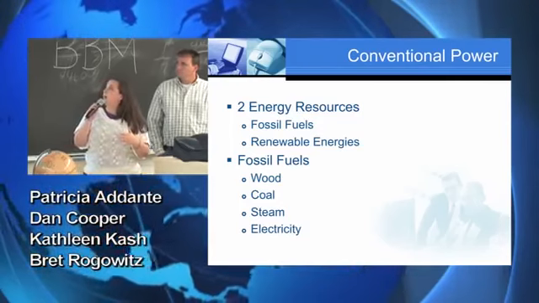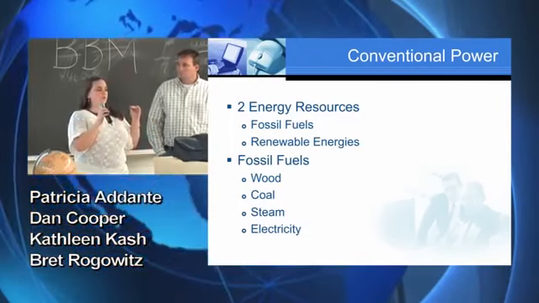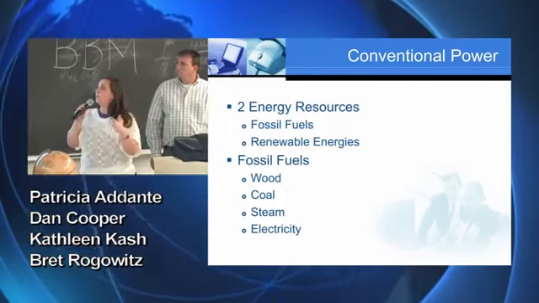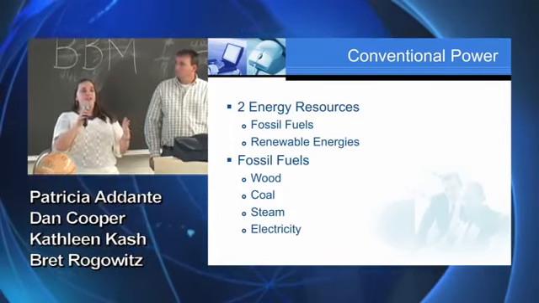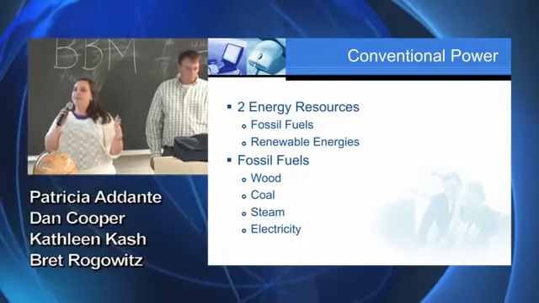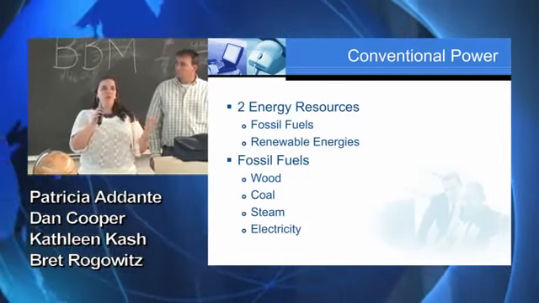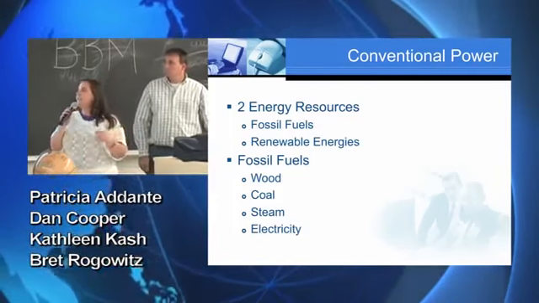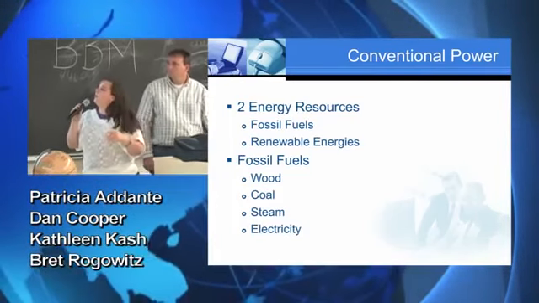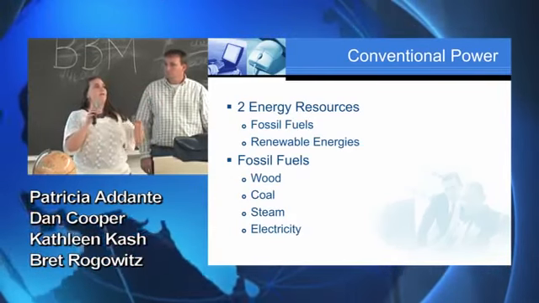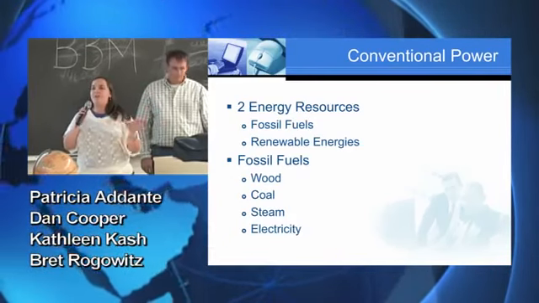So conventional power basically comes down to two different energies. One is fossil fuels and the other is renewable energies. This includes things like the sun and wind power. The fossil fuels that we're going to talk about are wood, coal, steam, and electricity. Wood and coal have been used, wood has been used from the very beginning with people.